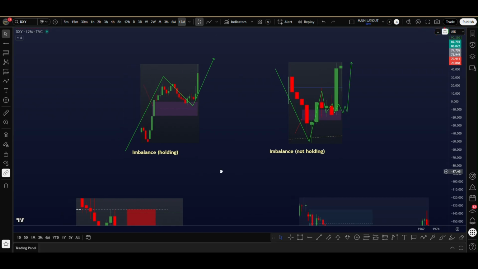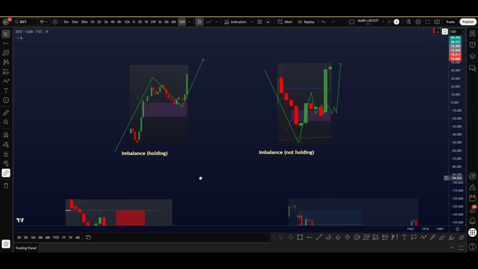So to resume, I like imbalance because it is a gap which tends to be rebalanced most of the time by the price. So the price tends most of the time to retrace to this zone in order to fill or rebalance the remaining orders left in the zone.